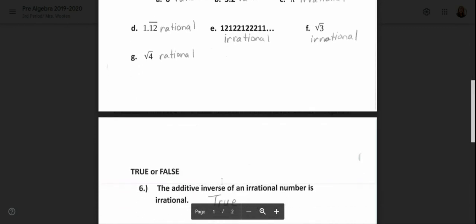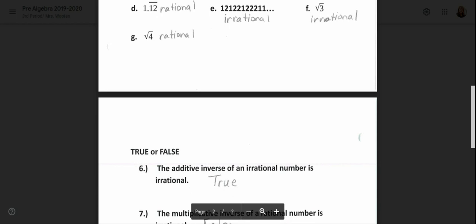Now let's do some true or false. Okay. Number 6, the additive inverse of an irrational number is irrational. Well, that's obviously true. If you thought of pi plus negative pi, that would be equal to 0. You just make a positive and a negative. It doesn't matter that it's irrational. The additive inverse of it is also irrational because one's negative and one's positive.